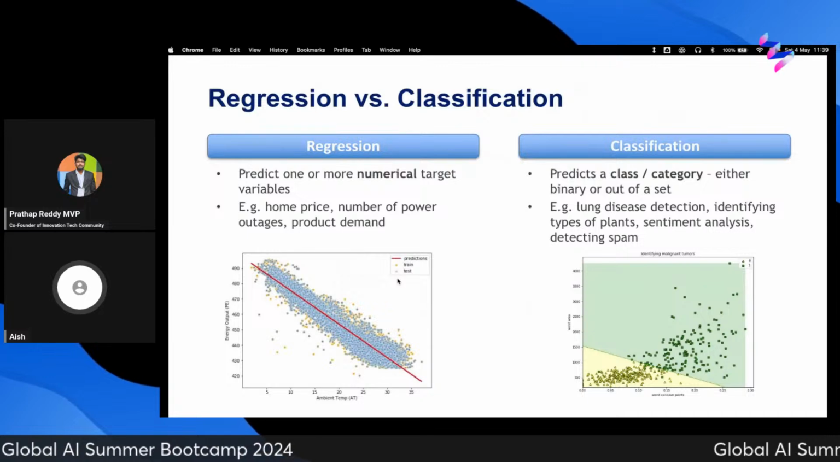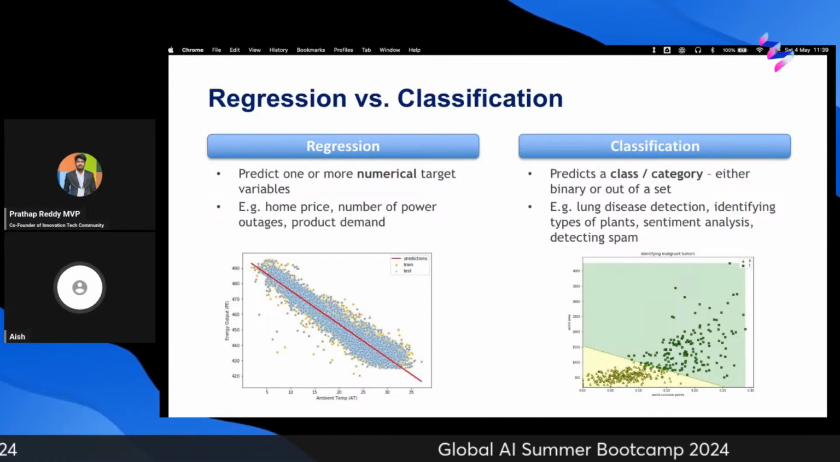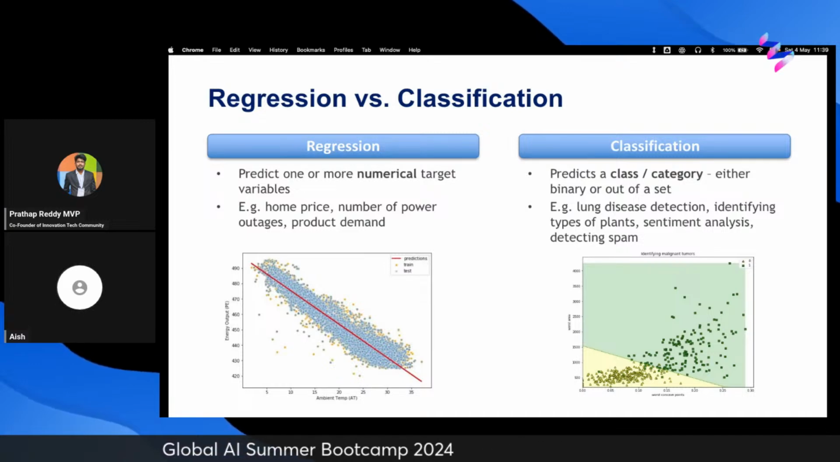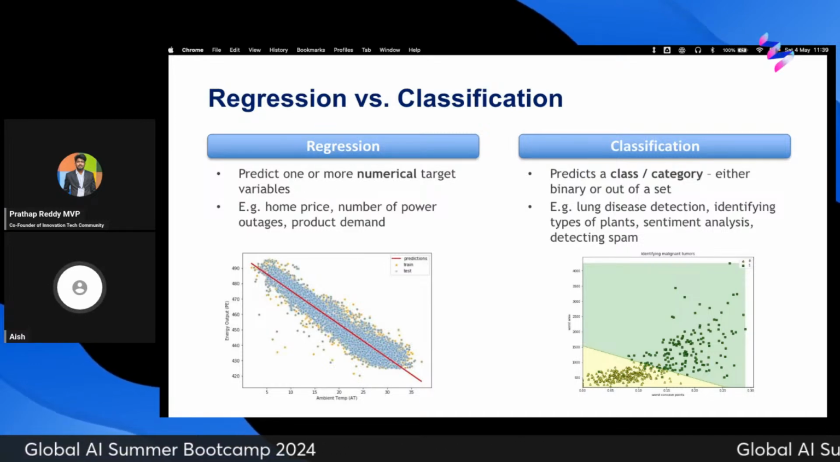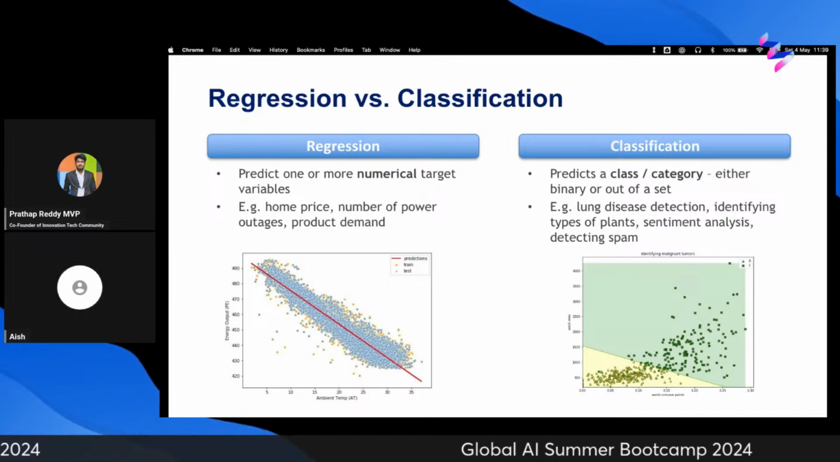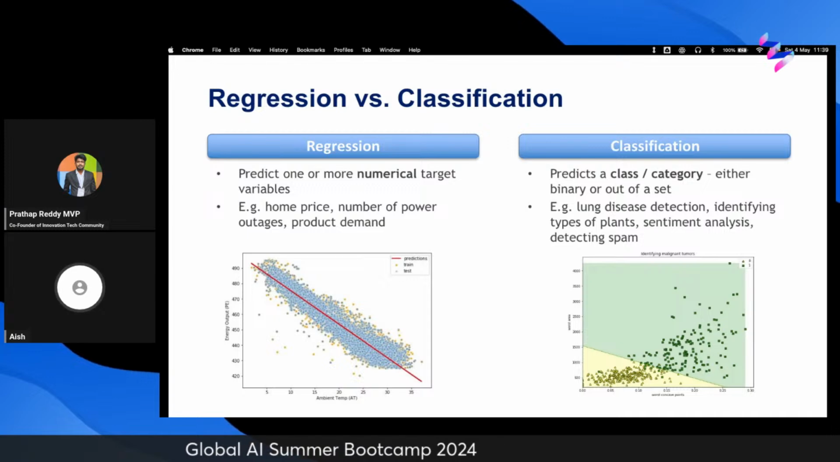Okay, now coming to regression versus classification. In regression, we predict one or more numerical target variables. For example, temperature, or prices of houses, or how much power is going to be used in a factory or in a city, that kind of thing.